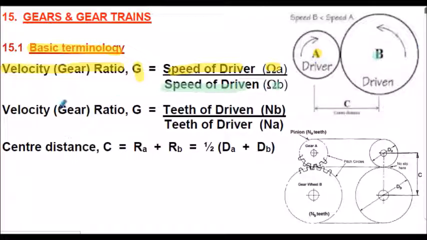We did show that the velocity ratio can also be defined as the number of teeth on the driven gear, B, divided by the number of teeth on the driving gear. That's another relationship we formed. And also this relationship, which is just to do with geometry: the center distance, C, is the radius of gear A added to the radius of gear B. Or in terms of diameters, that would be half the diameter of gear A added to half the diameter of gear B. That's a geometrical relationship, which is quite useful, for finding the center distance C between the gears.